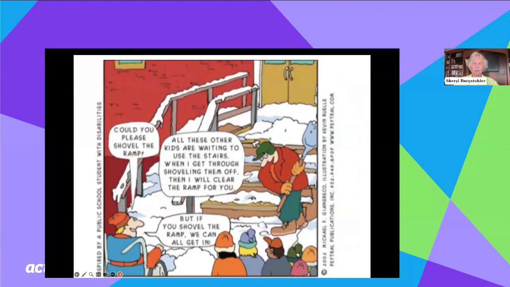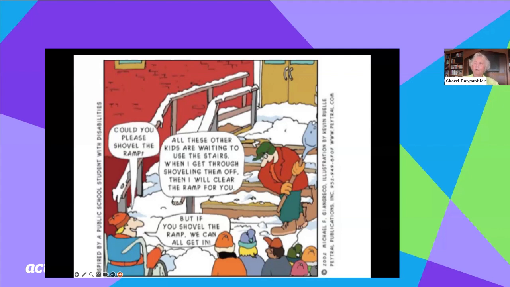This cartoon gives a good representation of what that means. We have a picture here of a man that's shoveling off some steps going into a building. There's a ramp on the left-hand side, similar to the entrance of the other building that I mentioned at the university. And when I look at what's happening here, the man is shoveling off the steps, and the young man in the wheelchair says, "Could you please shovel the ramp?" And this man says, "All these other kids are waiting to use the stairs. When I get through shoveling them off, then I will clear the ramp for you."